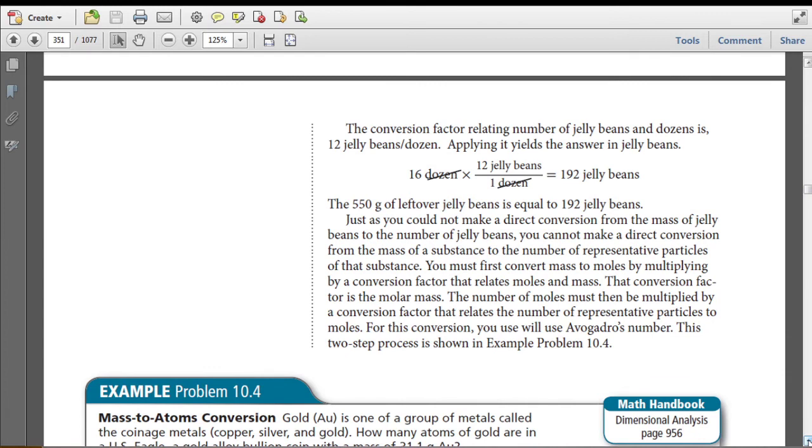Just as you could not make a direct conversion from the mass of jelly beans to the number of jelly beans, you cannot make a direct conversion from the mass of a substance to the number of representative particles of that substance. You must convert mass to moles by multiplying by a conversion factor that relates moles and mass, and that conversion factor is the molar mass. The number of moles must then be multiplied by a conversion factor that relates the number of representative particles to moles. For this conversion, you will use Avogadro's number.